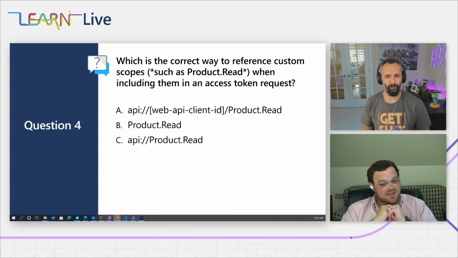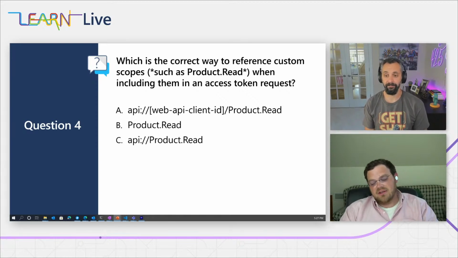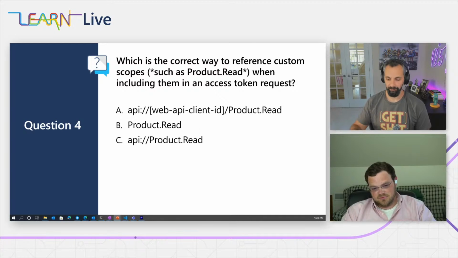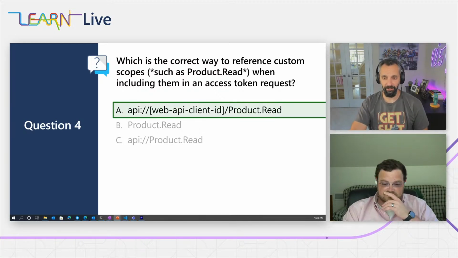So with Graph, and only Graph, yes, you can do things like user.read or mail.write or whatever. And you don't have to include https://graph.microsoft.com in front of it. But that's the only one. So it's a shortcut just for Graph. So get into the habit of having the full ID would be my, which is A, was my answer. So. Yes, ding, ding, ding. We get to keep our jobs.